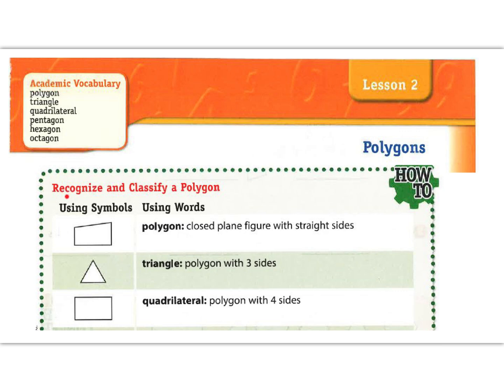So we're going to look down here about recognize and classify a polygon, using symbols and then words. So if we look here, this says a polygon: that is a closed plane figure with straight sides. So notice that the sides have to be straight. A triangle is a polygon because it has straight sides, with 3 sides. A quadrilateral is also a polygon, but it has 4 sides. Notice that the sides are still straight.